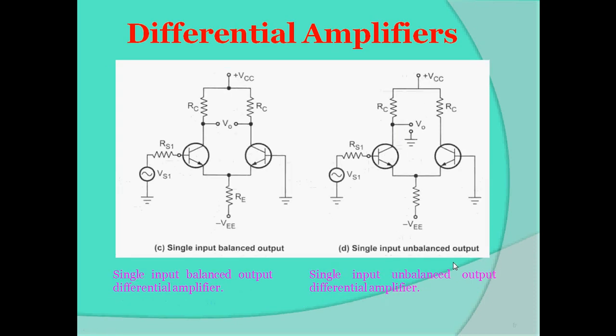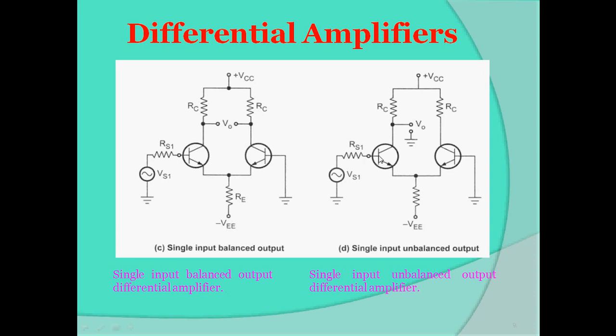In the next one, only one base is connected to the input signal source. We can see here that the base of transistor Q1 is given the input voltage Vs1, whereas base B2 is connected to ground. So only a single input is given, but at the same time the output is collected between the two collectors, so it is a balanced output. This is a single input balanced output differential amplifier.